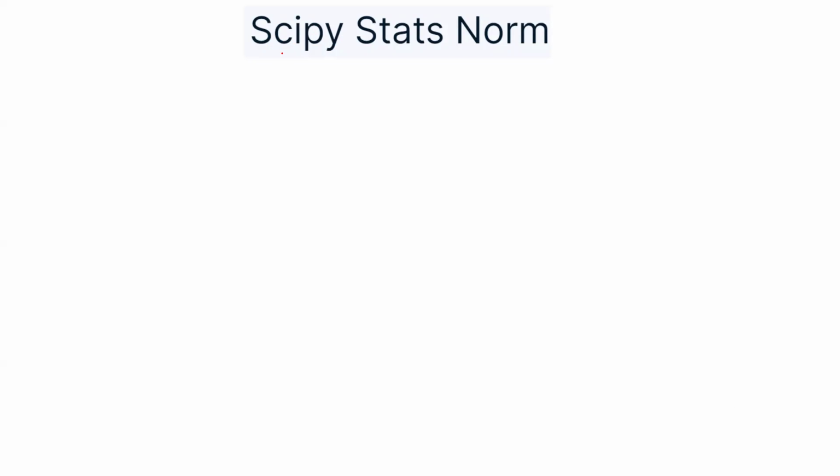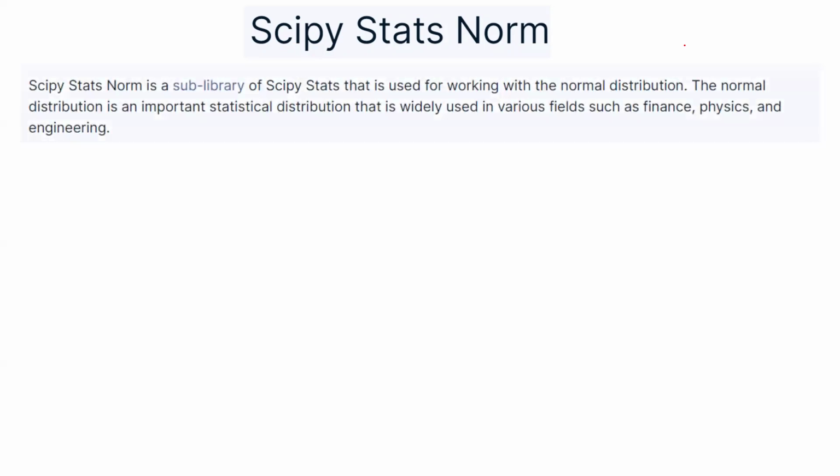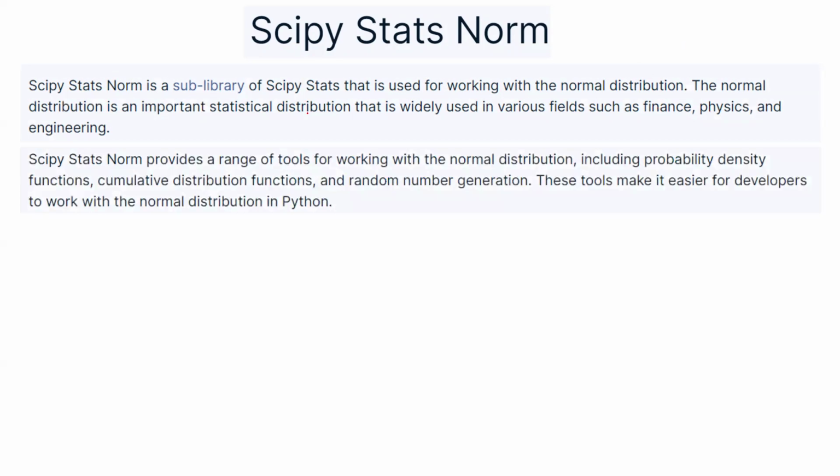We're going to use scipy.stats norm to calculate the probability for normal distribution. Scipy.stats norm is a sub-library of scipy.stats that is used for working with normal distribution. It provides a range of tools to work with normal distribution, including probability density function, cumulative distribution, and so on.